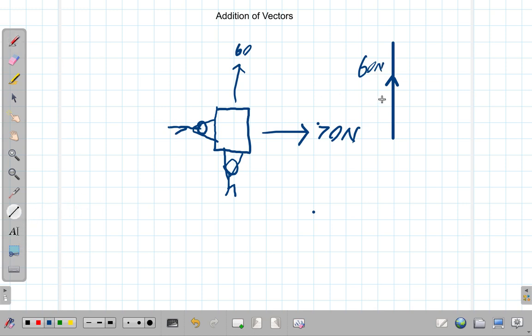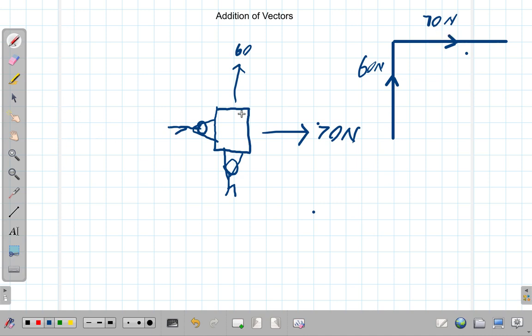Then the 70 newtons. What you do is put it in such a way that the end of the 60 is pointing to the beginning of the 70. So you have 1, 2, 3, 4, 5, 6, 7 centimeters. Okay, good. 7 centimeters to the right. Now, this is our 70 Newton force.